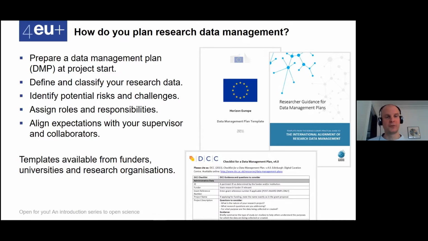There are a number of different templates available for data management plans, for example, from funding agencies. You see the Horizon Europe template here, from universities or from other research organizations, like, for example, Science Europe or the Digital Curation Center in Great Britain. Those templates contain a number of questions related to research data management that will guide you through the whole process.